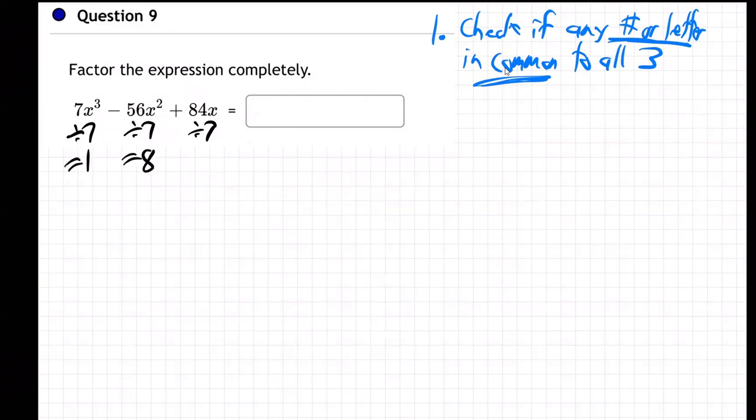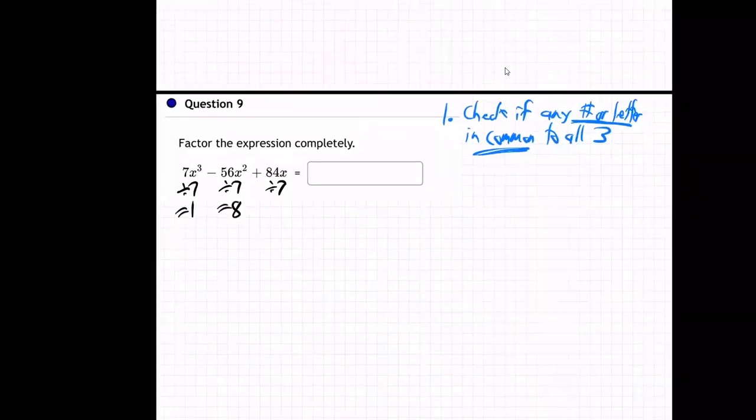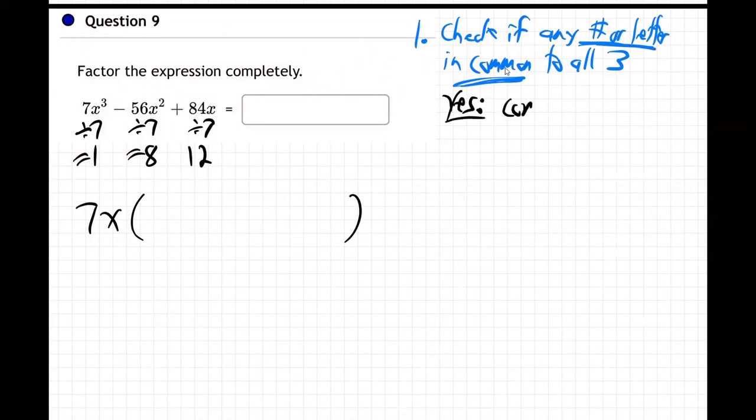This is 8, and this is, what's that, 12? Sorry, I'm bumping this all over the place. This is 12, 7 times 12 is 84. Yeah. So therefore, I'm going to put in the front 7 and X. You've got to put all they have in common. If it's a yes, then you put the common part in front, one big parenthesis. So the common part is 7x.